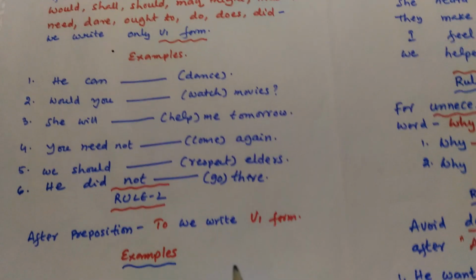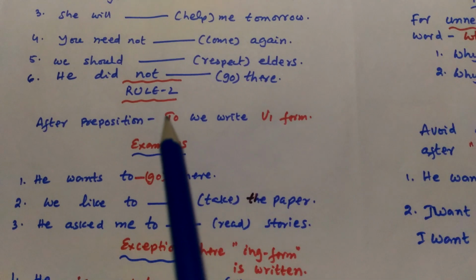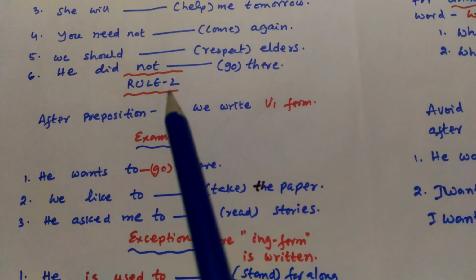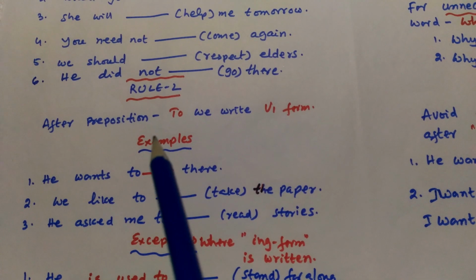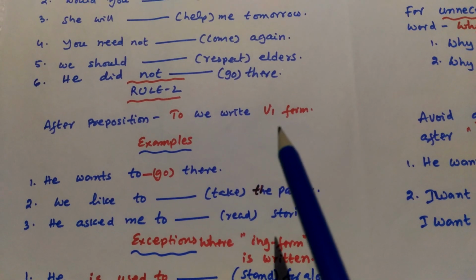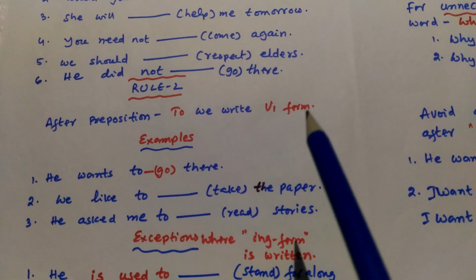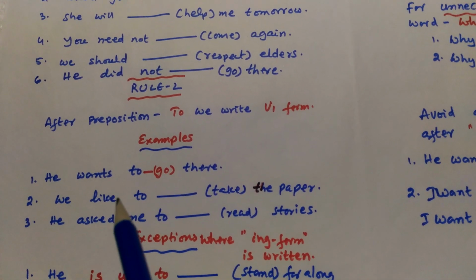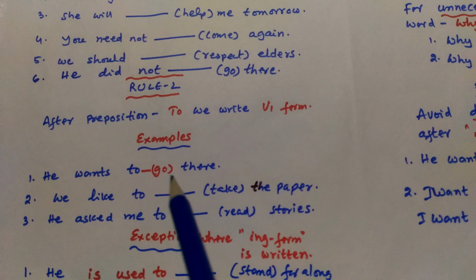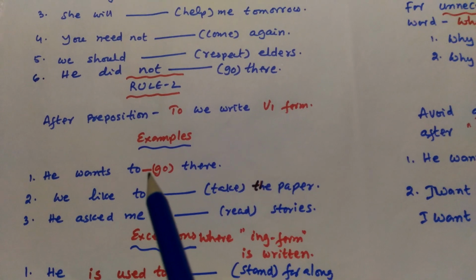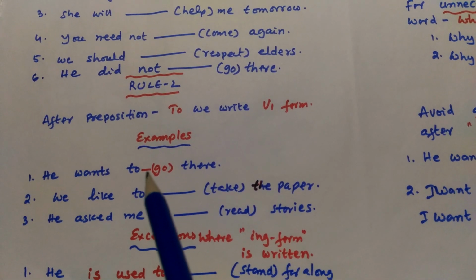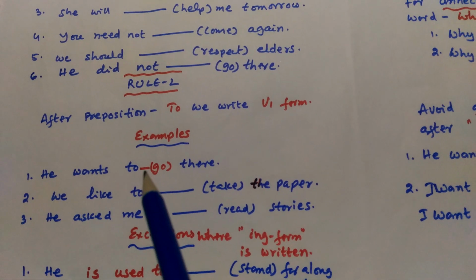And rule number 2. That means after preposition to, we write the base form, that is verb 1 form. Look at these examples. He wants to dash go there. Here in the dash, we need to write only base form go.